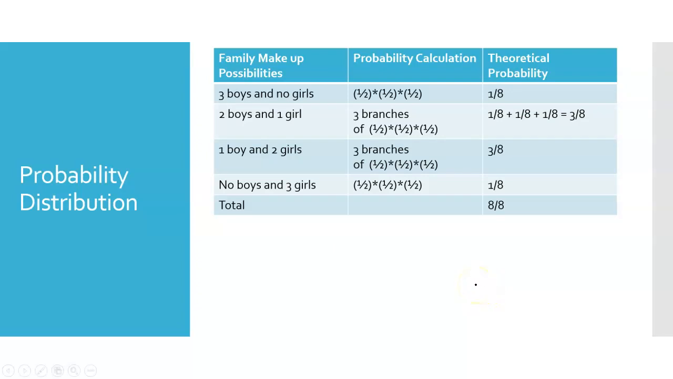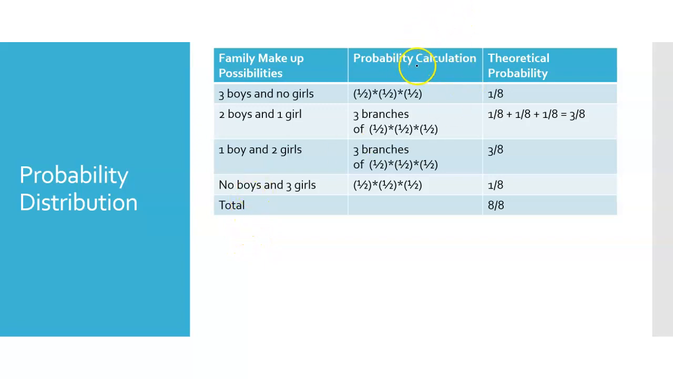Okay, so here is what our probability distribution looks like. Again, a probability distribution has to come up with all the possibilities. So we could either have 3 boys or no girls. That's one possibility. We could have 2 boys and 1 girl. That's a different possibility. We can have 1 boy and 2 girls, or we could have no boys at all, which would mean we had 3 girls. So keep in mind that the order does not matter here. It doesn't matter if I have 2 boys first and then a girl, or I can have a boy and then the girl and then another boy. The order does not matter.